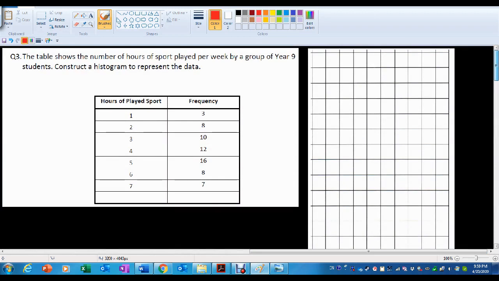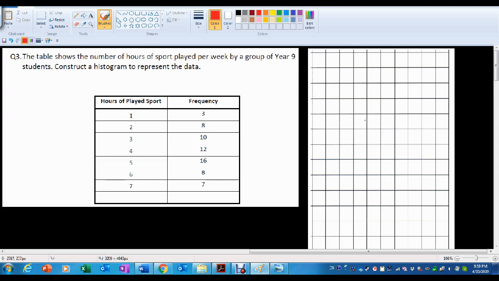Let's see this one. Again, it's about hours of playing sport. Number of hours of sport played per week by a group of year 9 students. Some students play only 1 hour per week. That's too little for sports. So there are 3 students who play sports for only 1 hour. And for 2 hours, there are 8 students. 3 hours, there are 10 students, and so on. First you need to understand the meaning of the data.